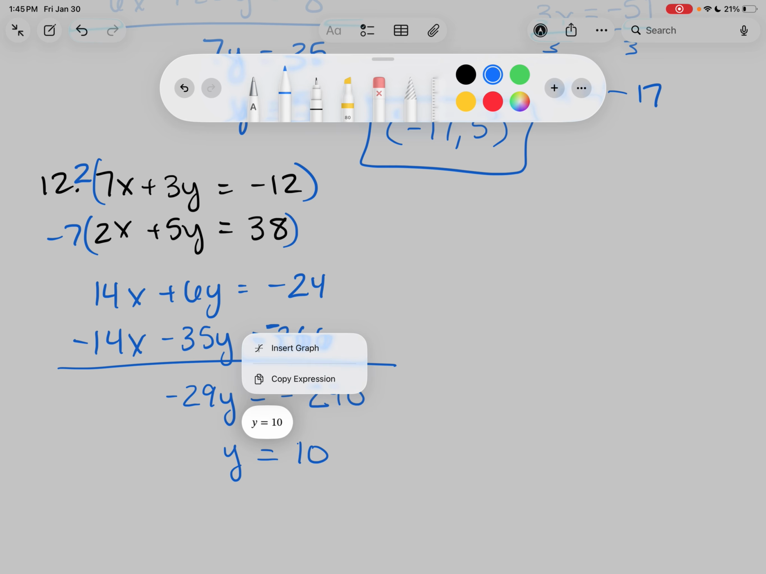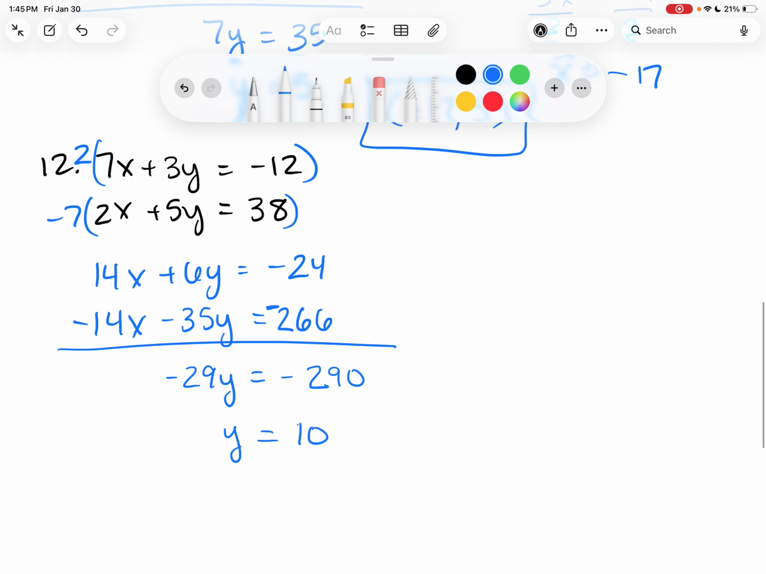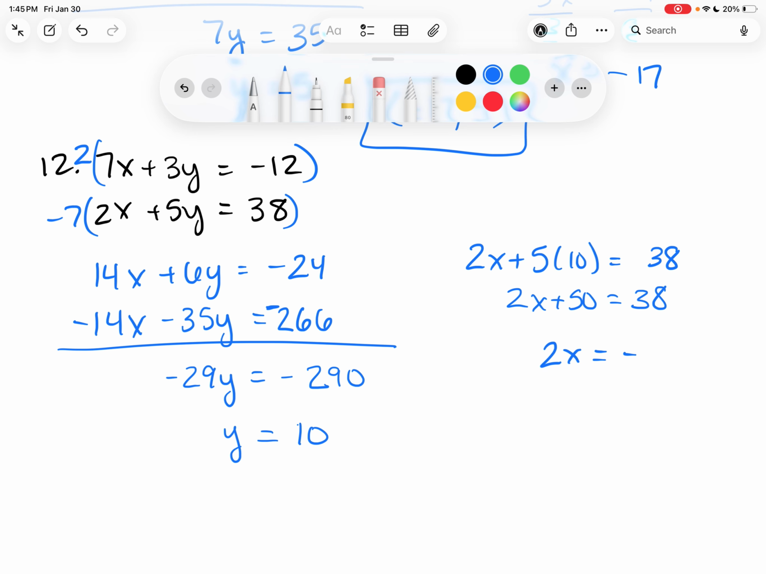All right, do you want to use the top or the bottom one? All right, so we've got 2x plus 5 times 10 equals 38. We've got 2x plus 50 equals 38. Subtract the 50 over. 2x equals -12. Divide by 2. X equals -6.